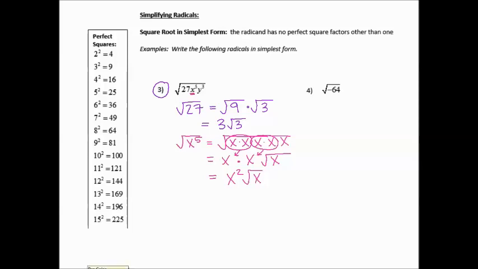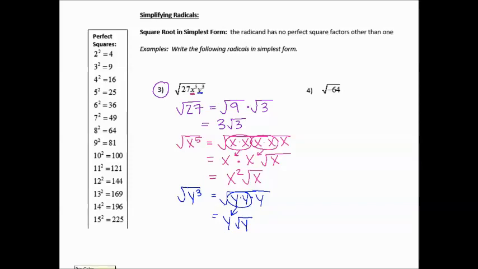I'm going to do the same thing with my y's. The square root of y to the 3rd is the same as the square root of y times y times y, 3 of the y's. Again, I'm looking for pairs. I see I have a pair of y's, meaning I can write one y. And I have one y left over. So that is my square root of y to the 3rd simplified.